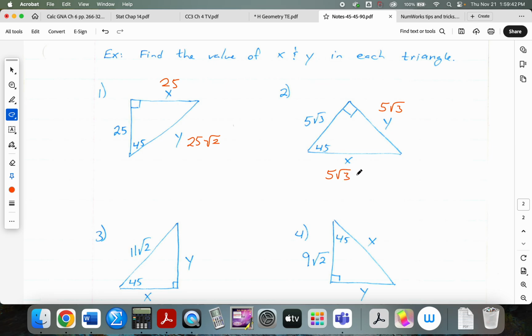So that'll be 5 square roots of 3 times the square root of 2. In a 45, 45, 90, to get the hypotenuse, we take the leg and multiply by the square root of 2. That's 5 square roots of 6. And if we tried to simplify the square root of 6, it's only 2 times 3. There are no two that are alike, so it can't be simplified.